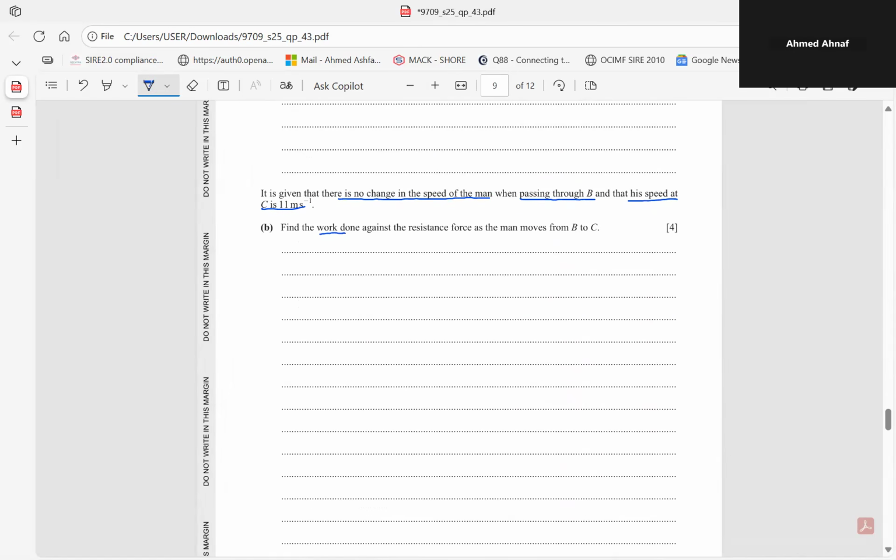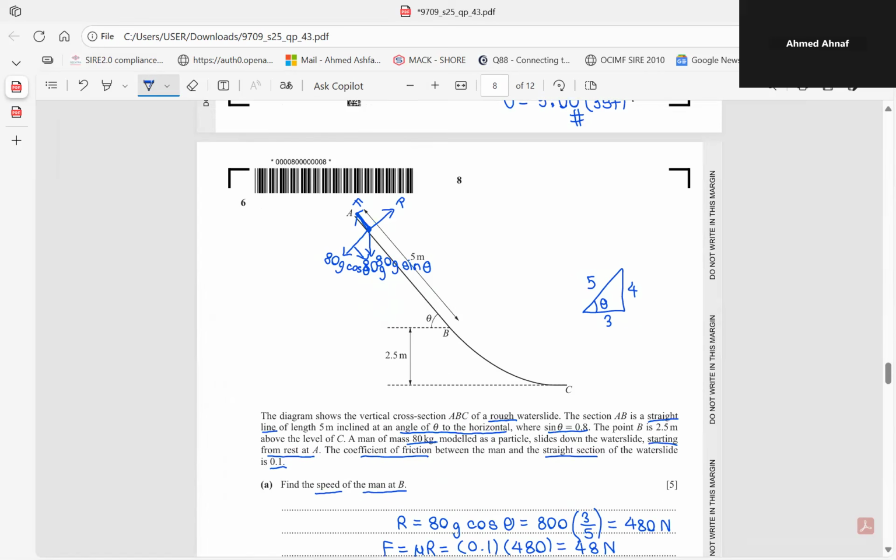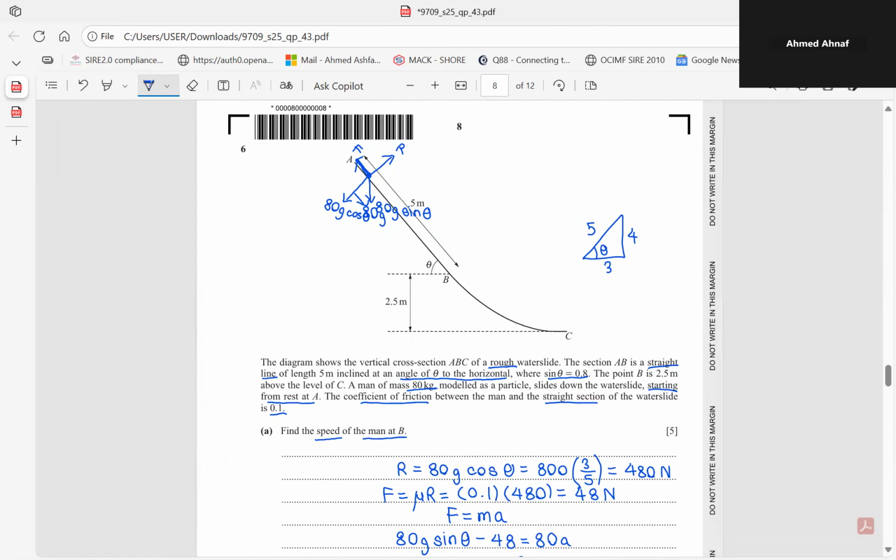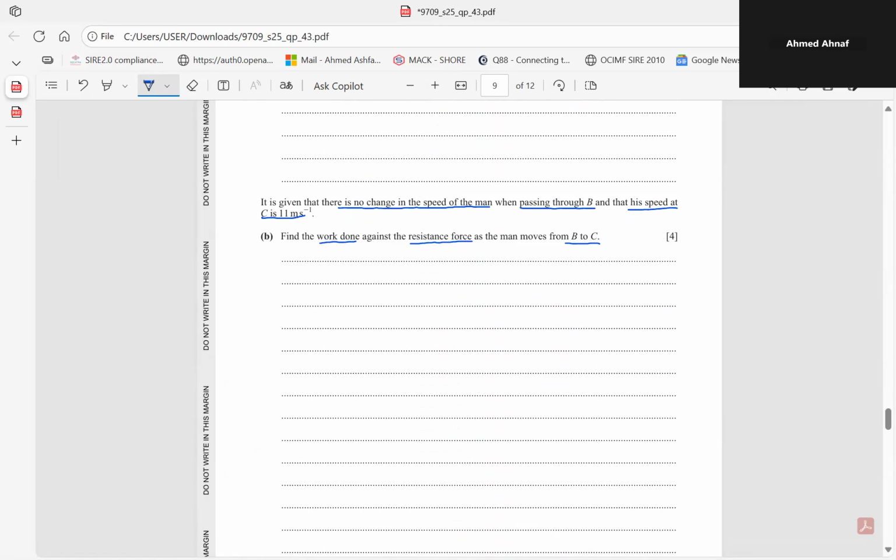So we basically have to find the work done against the resistance force as the man moves from B to C. Since the surface from B to C is a curved line, we cannot use our forces, so we have to use an energy method for this. Let's find the initial energy. Initially, we have GPE and KE.